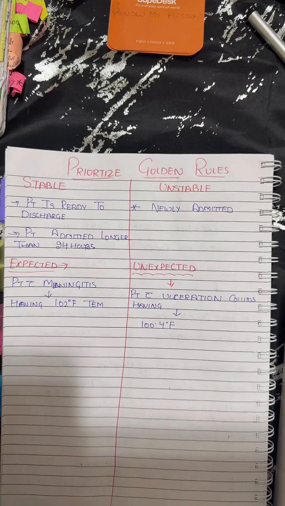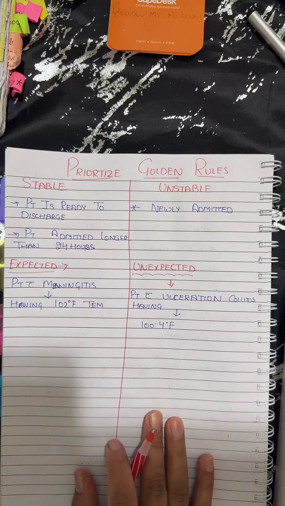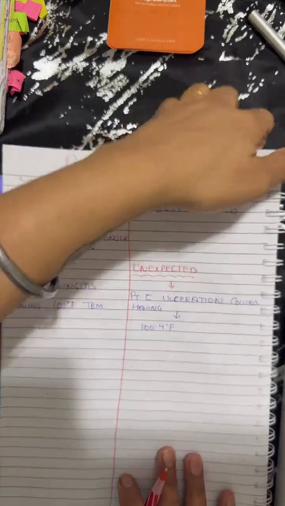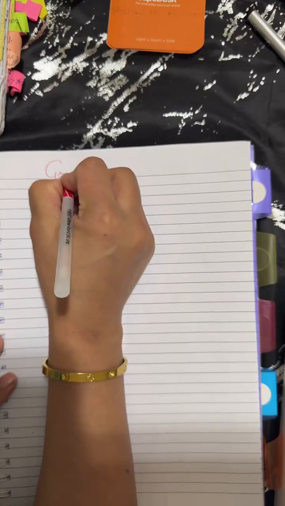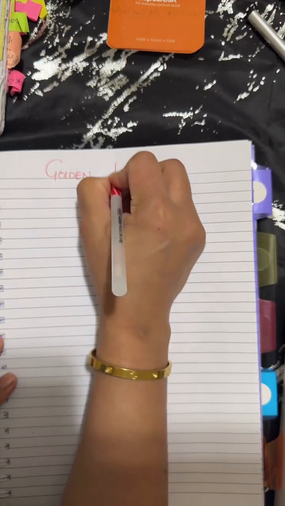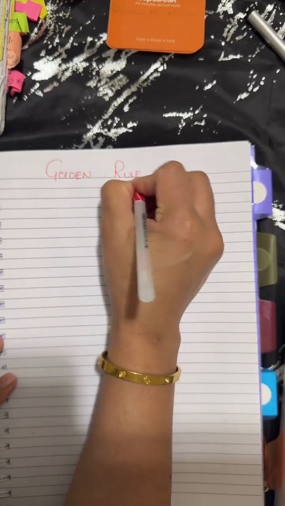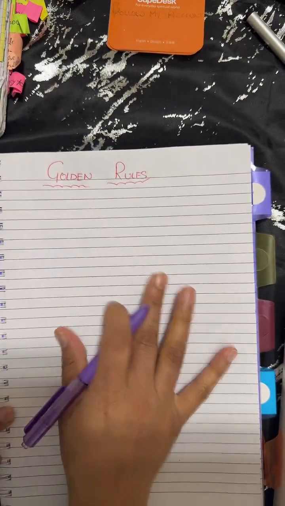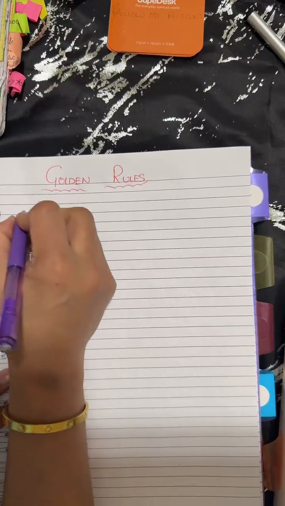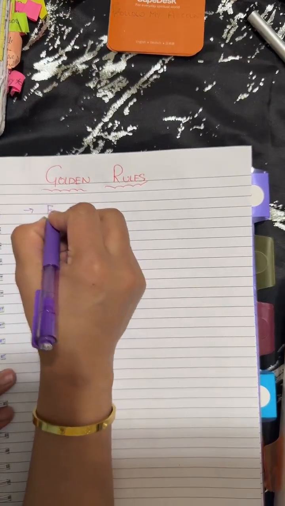Okay, so some golden rules here. Okay, some golden rules. Okay, four things.